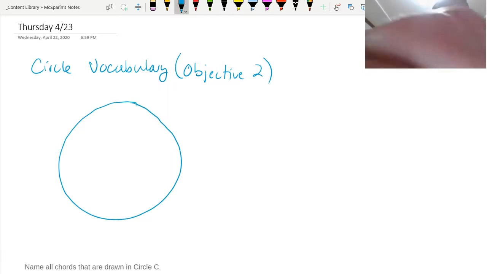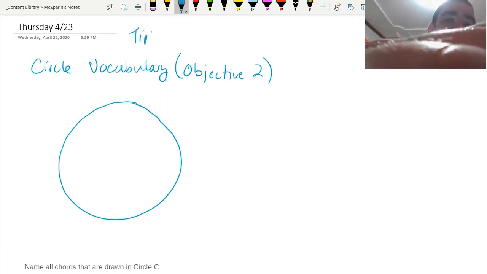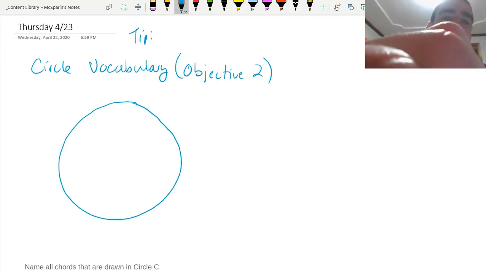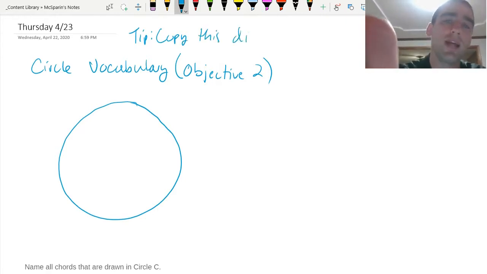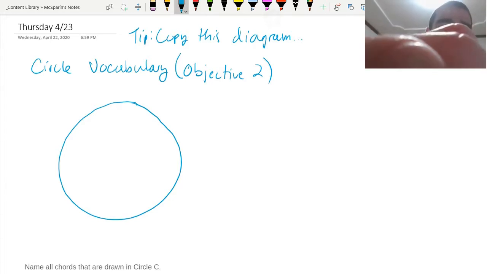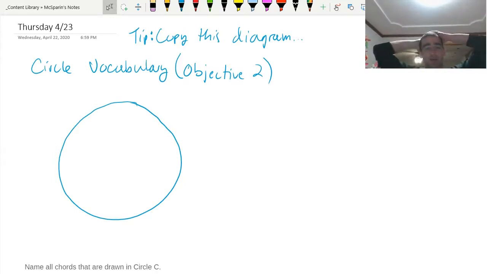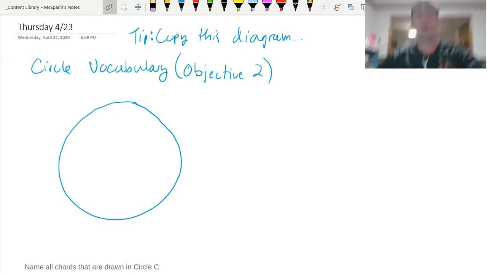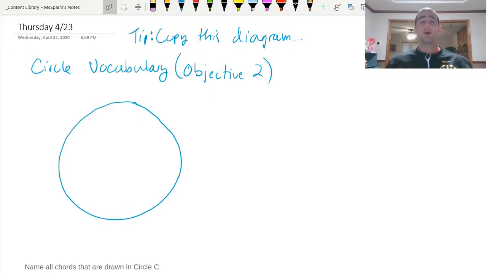Here is the big tip of the day. Copy this diagram and then keep it right next to you when you take the PFA. There's nothing that's stopping you guys from using notes on my PFAs. I understand that in some classes you are not allowed to use notes. You are allowed to use notes in geometry. So please copy this diagram, keep it right next to you during the PFA.